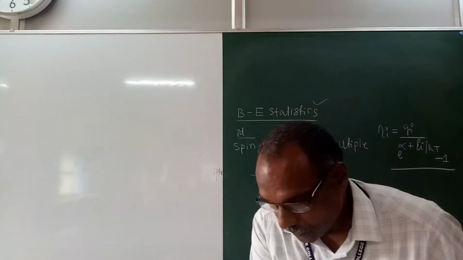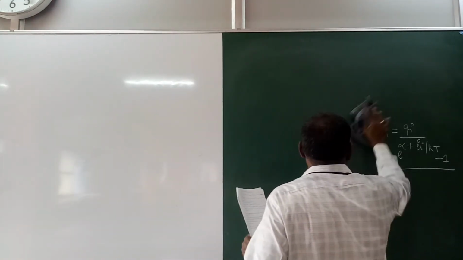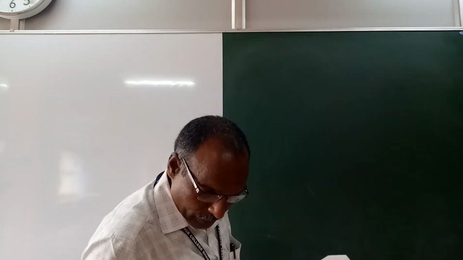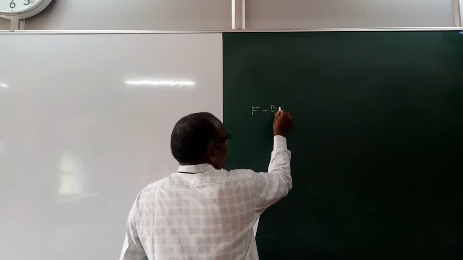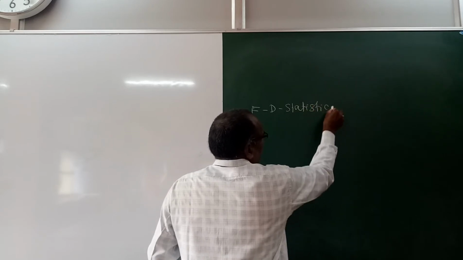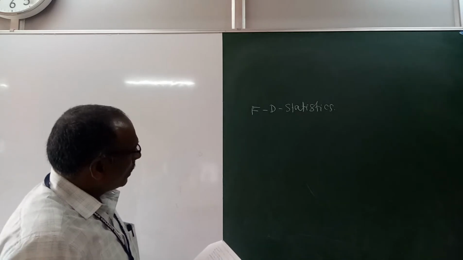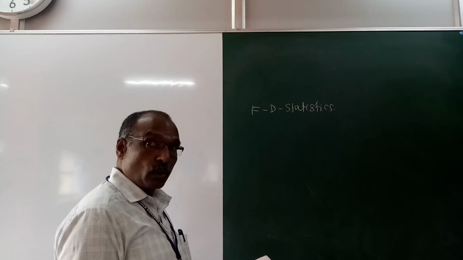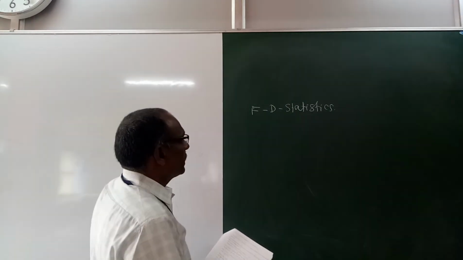So to continue with this, let us go for what is called Fermi-Dirac statistics, FD statistics. This is similar to Bose-Einstein statistics, the only difference between this and the other one being the type of particles.